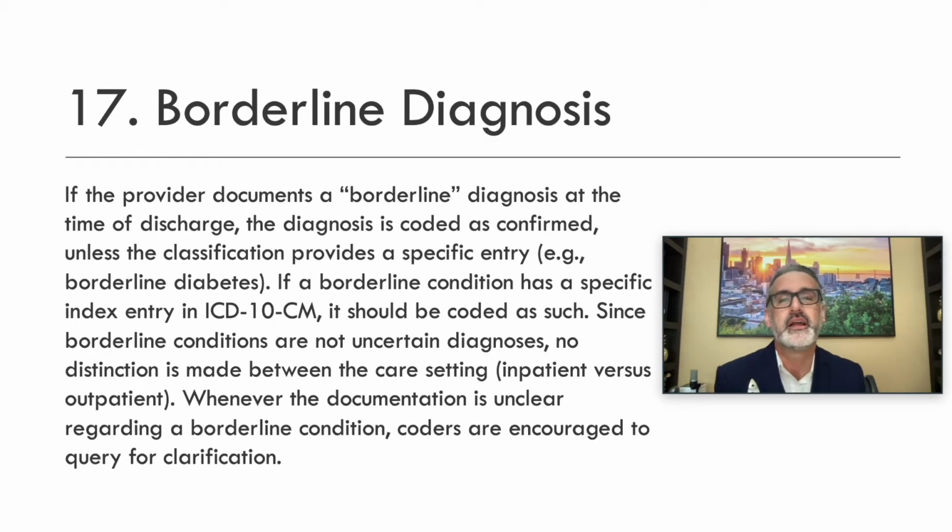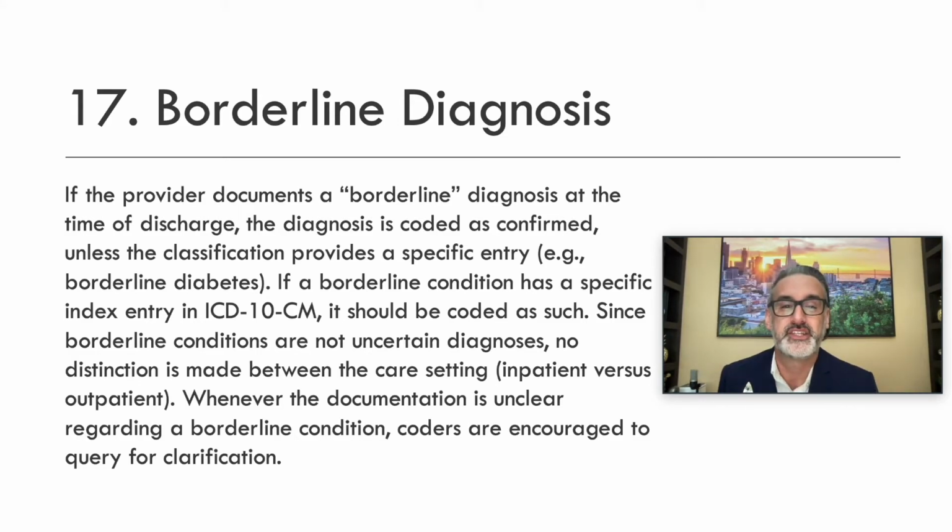Now, part number 17 here deals with borderline diagnoses, and I just call it a unique term, if you will, because like the guidelines show, if the provider documents something as a borderline diagnosis when the patient's discharged, the diagnosis is coded as confirmed unless the classification provides a specific entry. For example, dropping down and seeing borderline. So when a patient is being discharged, if they have that diagnosis notated as borderline, we as coders code it as a definitive diagnosis. I don't like to say the phrase pretend, I almost just said that out loud, but we just assume, if you will, that it is a confirmed diagnosis.